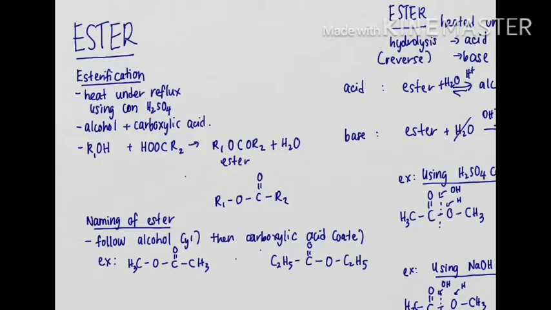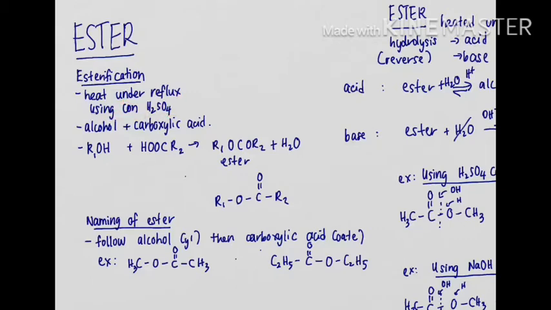Okay, for today's lesson, we will learn about ester. To get ester, we have to do a process that we call esterification. To do the esterification, you need to have alcohol and carboxylic acid. You need to heat them under reflux using concentrated sulfuric acid.